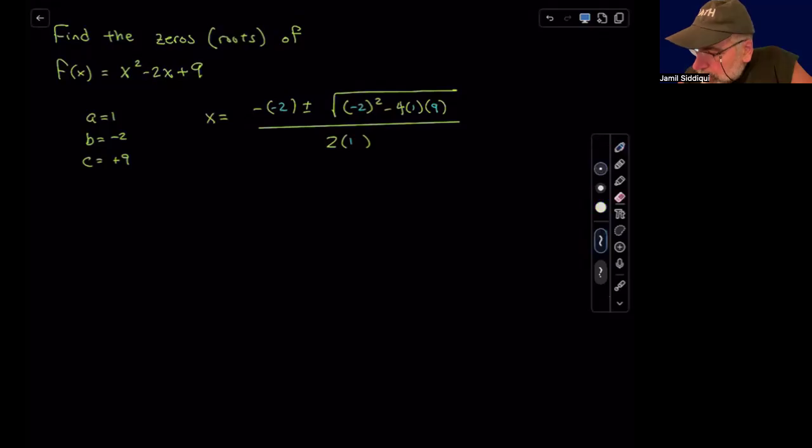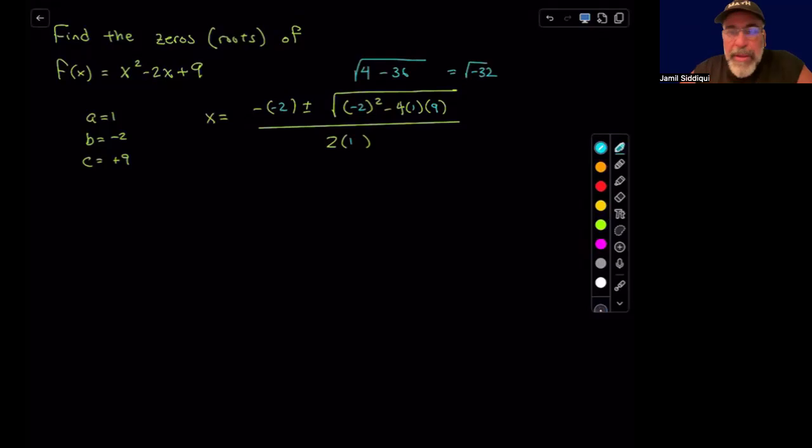Going ahead and looking at that discriminant again, this time it's going to be 4, and now we're going to get minus 36, which is really going to be the square root of 4 minus 36, which is the square root of negative 32. Now, we know that this is a bad thing. We know that the real number system cannot have the square root of a negative number. Well, this is the one time in AP Precalculus where we're going to extend past the real number system.